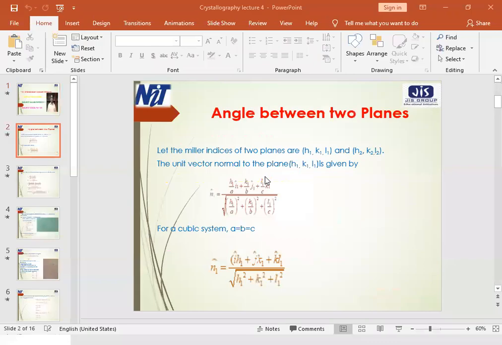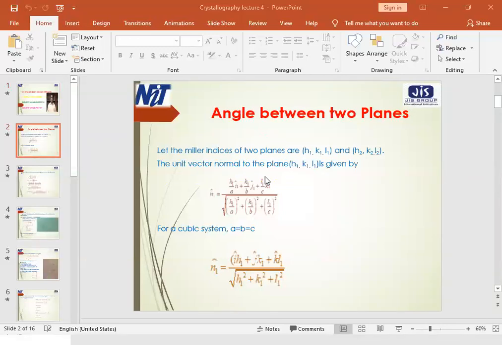So today we will learn the angle between two planes. Recall that in the last class we discussed the Miller indices. Miller indices are the indices used to represent a plane, and these Miller indices are always given in terms of h, k and l numerals.